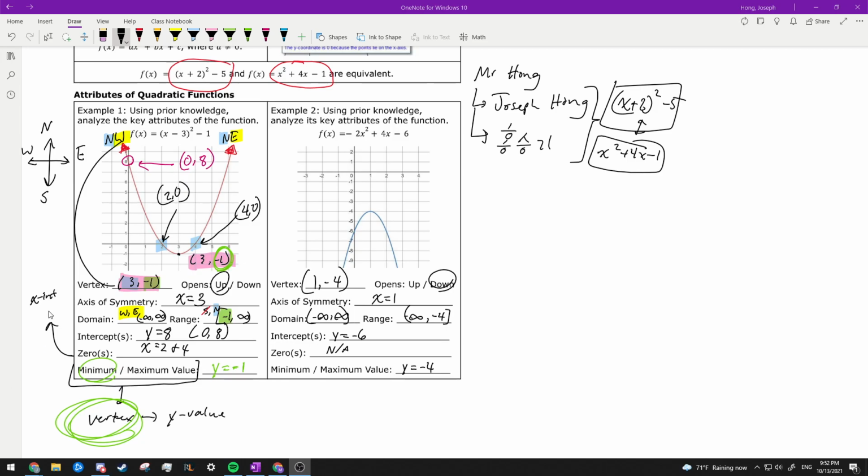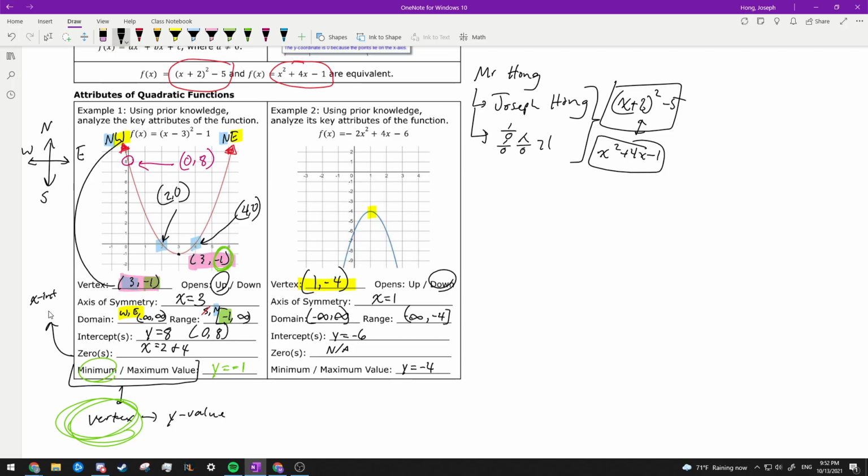And here we go. I have my vertex, which is right here. So I'm just gonna go through this pretty quickly. And it opens downwards because if I draw my whale, or I guess my shark in this case, because he has sharp teeth, it looks like this. So he's facing downwards, or he's opening downwards.